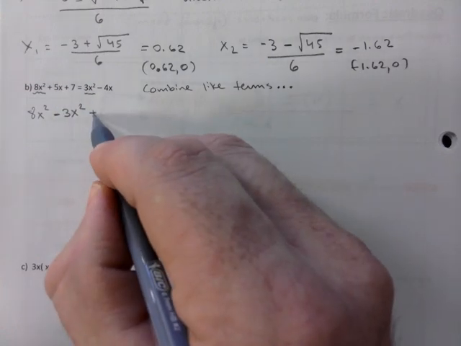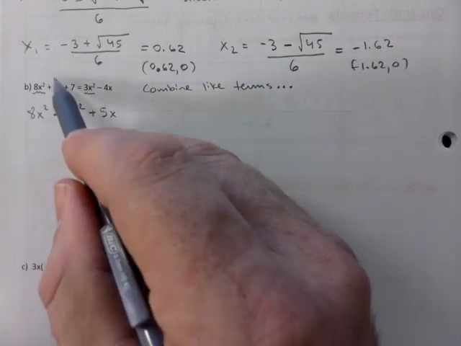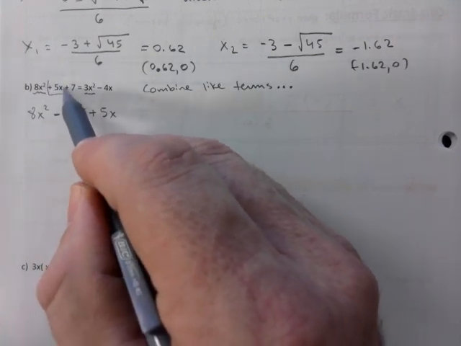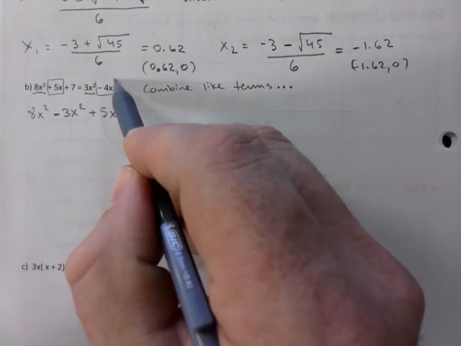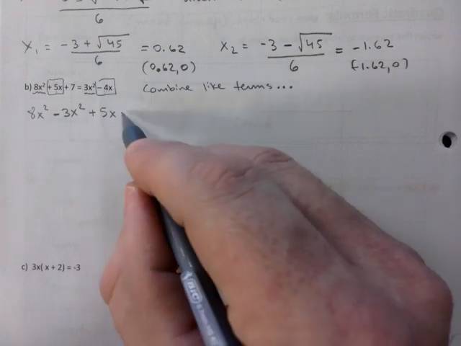5x is already there. Okay, I will combine it. Let's use squares here. I will combine these two. So I have 5x already on the left side. This one comes over adding.